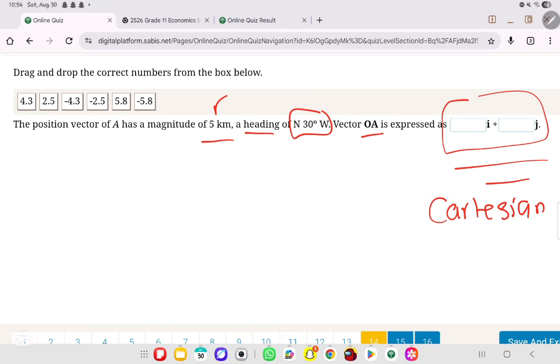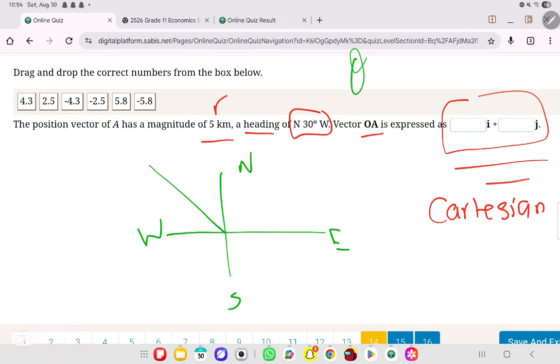But in order for us to express it in Cartesian form, we need to find theta. Let's find theta very simply by plotting. Never eat shredded wheat. North 30 degrees west, right? So north, what's the angle next to it directly? 30 degrees, and then west. How much is theta in this case? If we're going in the anti-clockwise direction, theta is 90 plus 30, which is 120 degrees, okay?